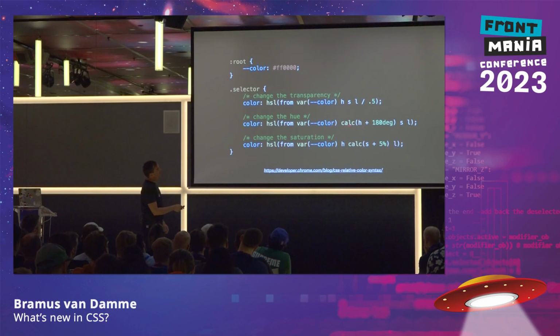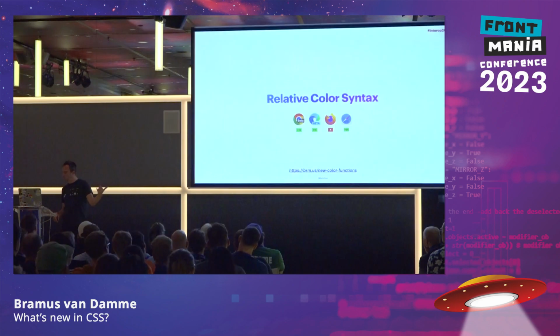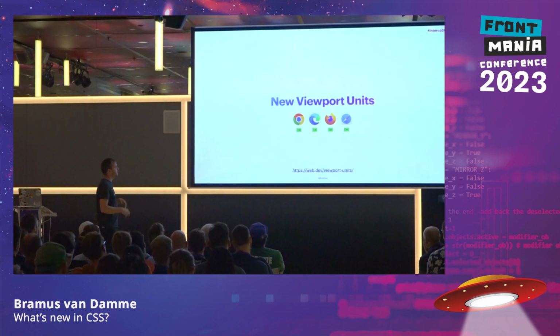Here, for example, the hue is rotated, so the H is rotated by 180 degrees. The S and the L components are just copied over, and then here the saturation is changed. This is so cool, amazing. It's shipping in Chrome 119, which is currently in beta, so that will be out 3 weeks from now, I think. Yeah, great stuff.